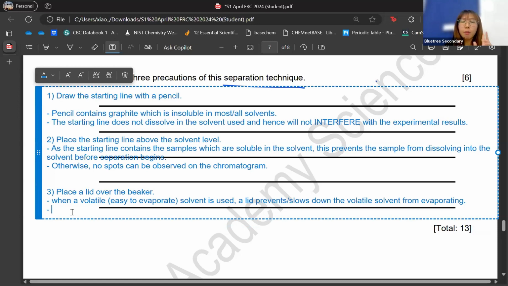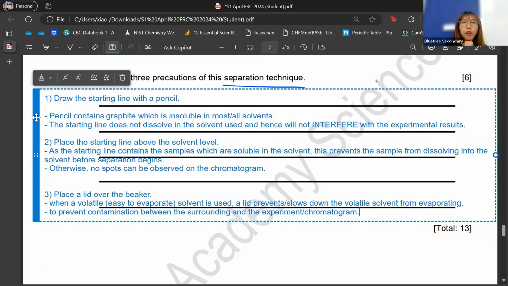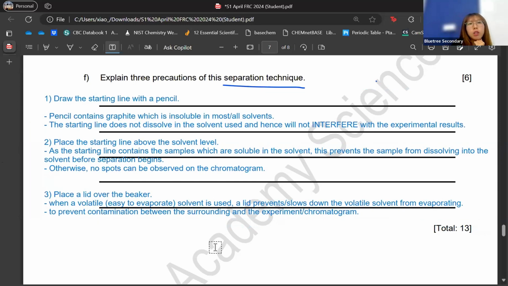Okay, so the second possible explanation why we place a lid over is to prevent contamination between the surroundings and the experiment or the chromatogram. So contamination can come in many forms. For example, where you accidentally spill a few drops of a substance into the solvent. Then it will definitely affect the reliability of your experiment results.